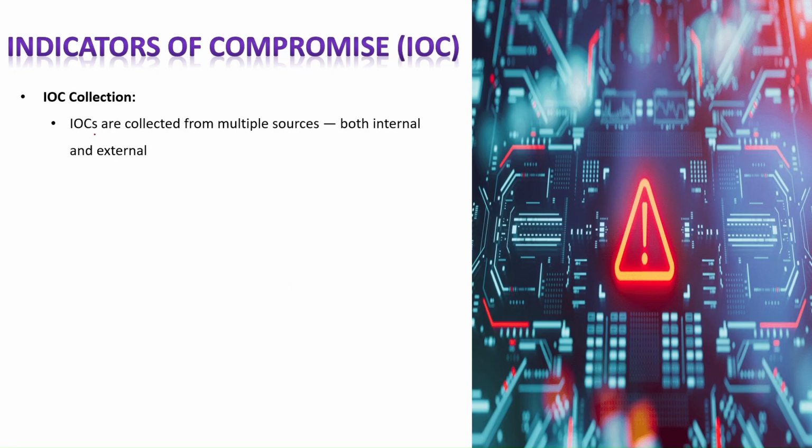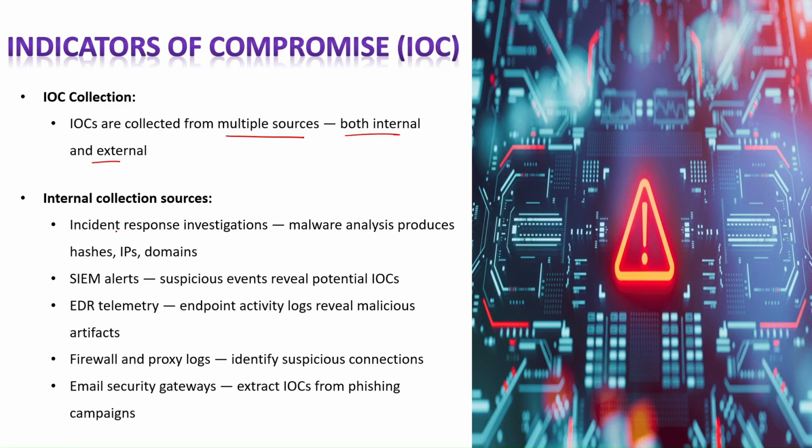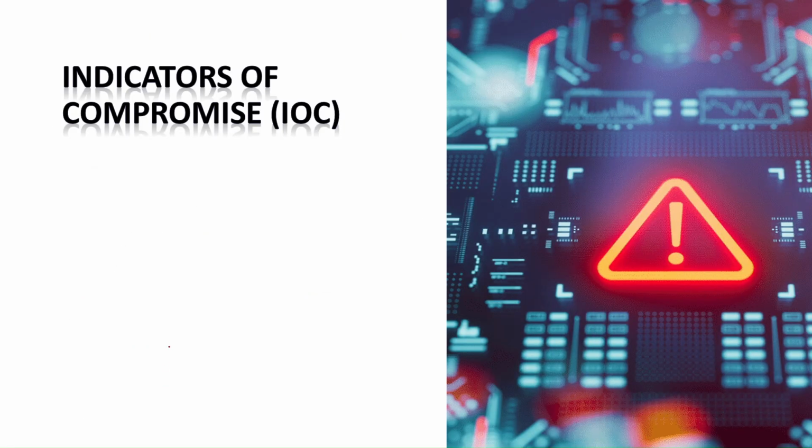For IOC collection, IOCs are collected from multiple sources, internal or external. Internal collection sources include incident response investigations; malware analysis, which produces hashes, IPs, and domains; SIEM alerts, where suspicious events reveal potential IOCs; endpoint detection and response telemetry, where endpoint activity logs reveal malicious artifacts; firewall and proxy logs, which identify suspicious connections; and email security gateways, which extract IOCs from phishing campaigns.